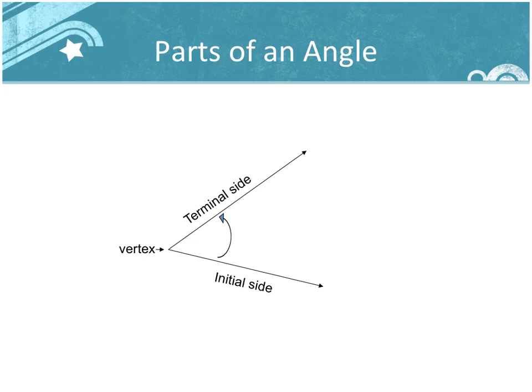An angle has a terminal side, an initial side, and the vertex where they meet. The initial side leads to the terminal side. So the direction of the arrow tells you what's the difference. The beginning of the arrow would be your initial side, and then the end of the arrow would be the terminal side. Again, where they meet is the vertex.